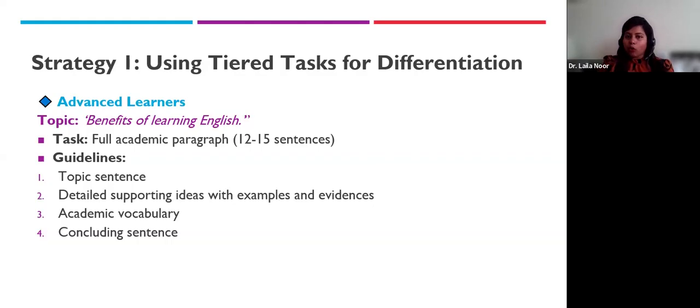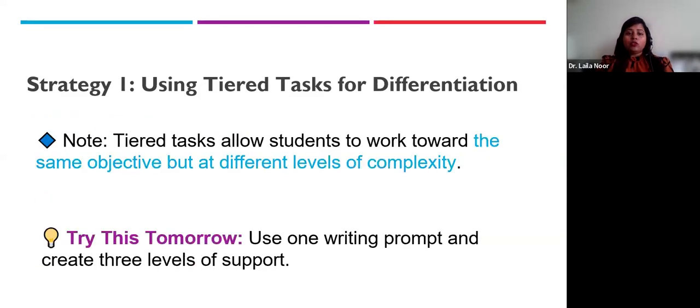So you see that our goal is the same, our objective is the same, but based on different proficiency levels, we are providing different types of tiered tasks so that all students in the classroom feel enough challenged and they do not feel like they are lagging behind or are not challenged enough. So based on this, we come up with the idea that a tiered task is based on the same objective but different levels of complexity. And you can use it in your classroom: you can give one writing prompt but three levels of support to your different levels of students.